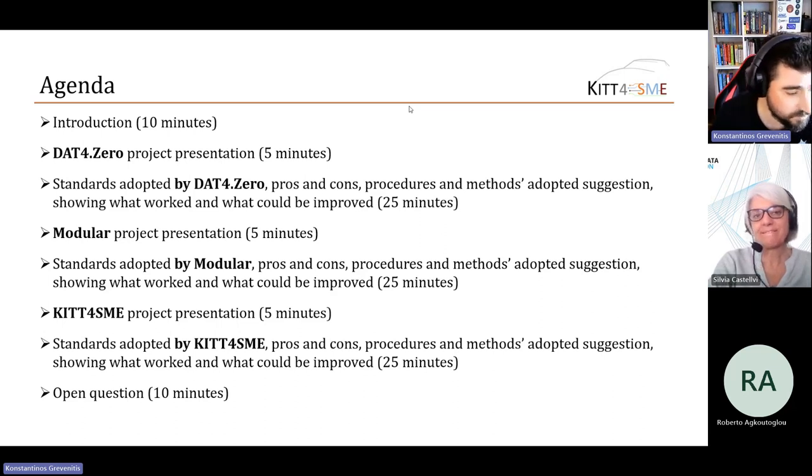After their presentation, there's gonna be a set of open questions to discuss various things and highlight and spot little things that we usually skip when we are working on standardization.